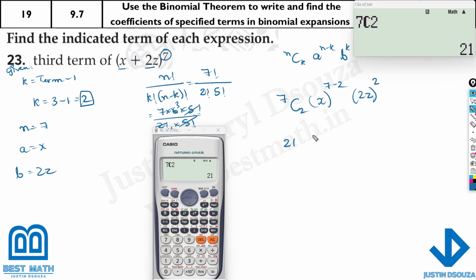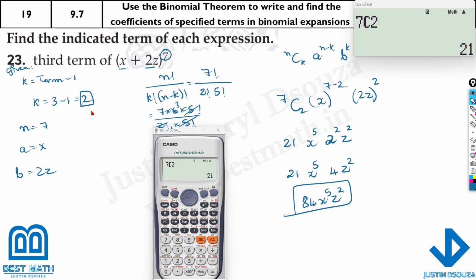Even if you don't write this, if you write the proper given terms, the substitution, the formulas, you will get full marks. What about this? X raised to 7 minus 2 is power 5. And here it is 2z. So remember, it's 2 power 2 and z power 2. So this is 2. And then we have 21, x power 5. And what is this? It is 4. And we have z power 2. So we can do 21 times 4. That's going to be 84, x power 5, z power 2. And that's the final answer.